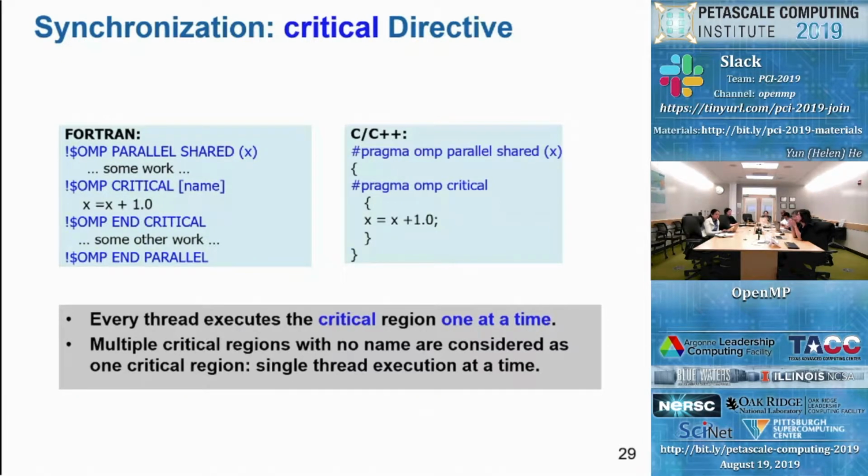You can name a critical section. Without a name, all the critical sections in the whole program can be done only one at a time. The names, and only the names, are like a little subgroup of critical sections. Make sure those are one at a time. Next slide, please.